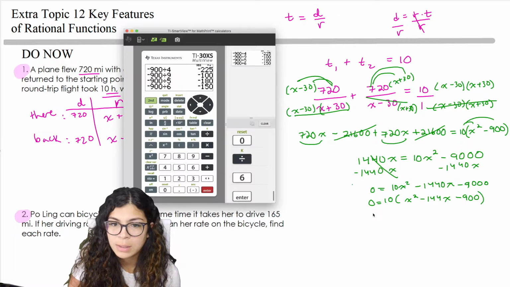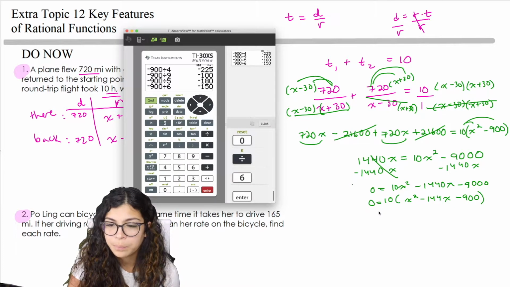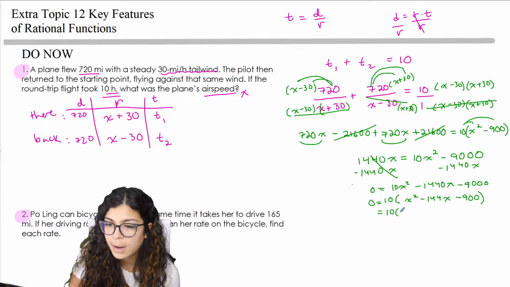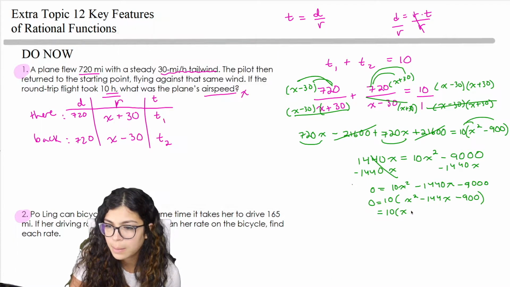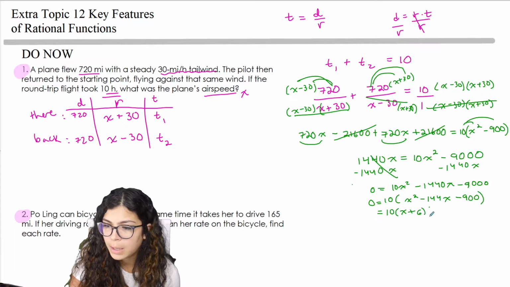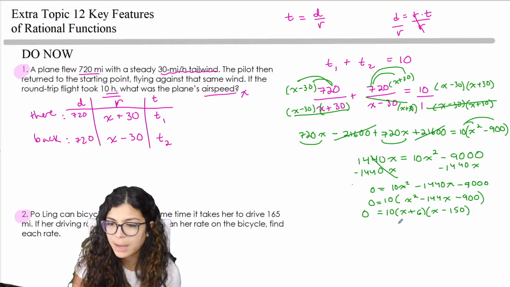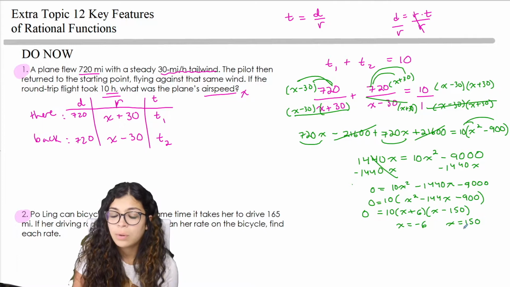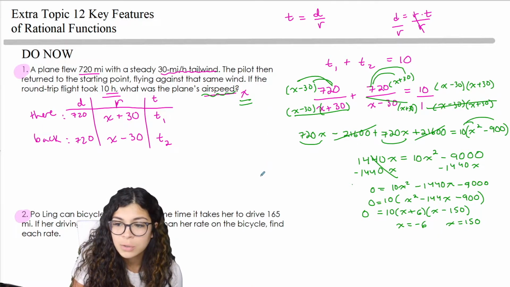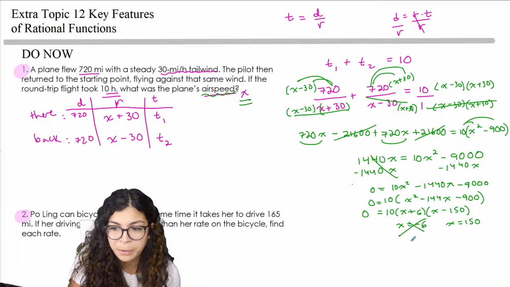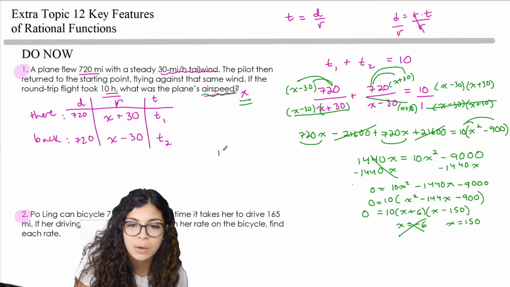So this will factor into x plus 6 and x minus 150. So that means I have x equals negative 6 and x equals 150. Now, there's a real world problem. What does x represent? X represents our airspeed. So can we have a negative 6 airspeed? No. So our airspeed is 150 miles per hour.